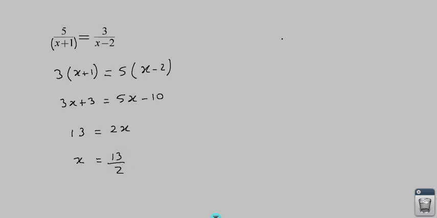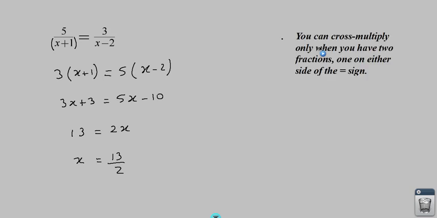However, we have a word of warning. Cross multiplication can only be done if we have two fractions, one on either side of the equal sign, such as this case. We have a fraction equal to another fraction. We don't have any extras here nor here. That's the only case where we can do cross multiplication.